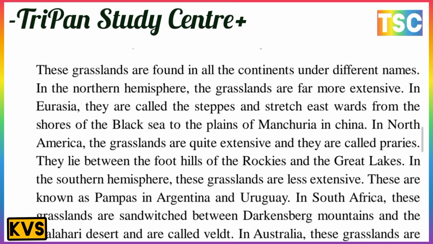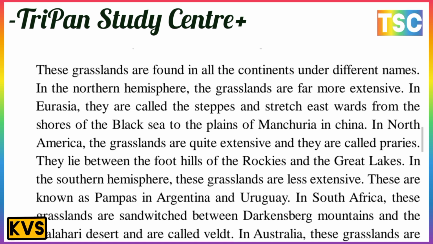These grasslands are found in all the continents under different names. In the northern hemisphere, the grasslands are far more extensive in Eurasia, and they are called the steppes, and stretch eastward from the shore of the Black Sea to the plains of Manchuria in China. In North America, the grasslands are quite extensive and are called prairies, and they lie between the foothills of the Rockies and the Great Lakes.